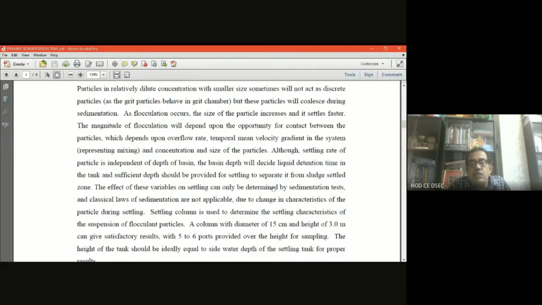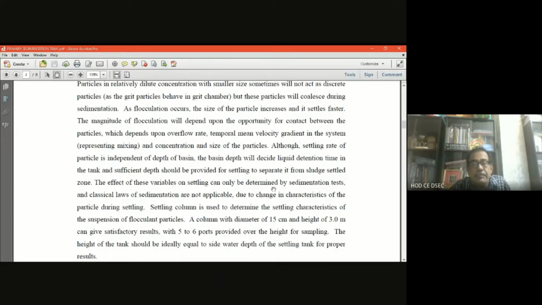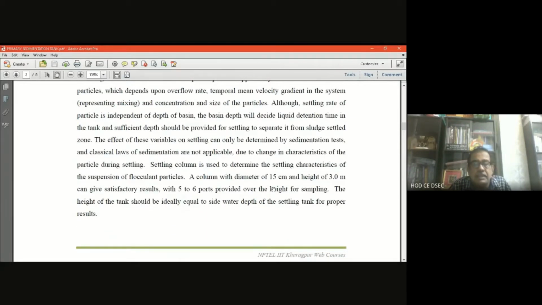Now, as I have told you, the shape of the particle is not round, it is irregular, lightweight particles. So the exact law which we followed in the case of the grit chamber may not be followed here. Here the settling column is used to determine the settling characteristics of the suspended flocculent matter. So we will use a different concept, the settling column, and I will show you a problem.